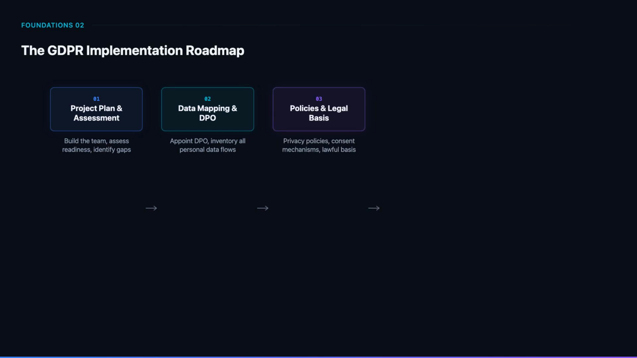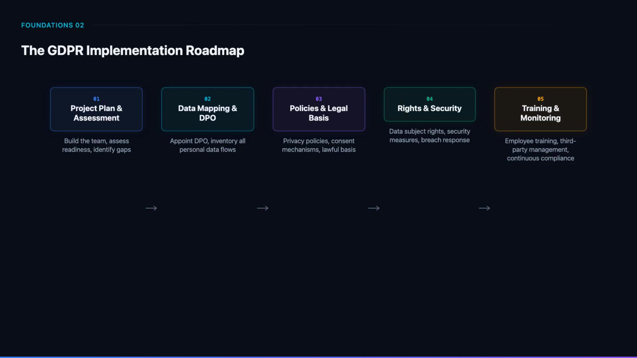With your data mapped, you update privacy policies, establish consent mechanisms, and document the lawful basis for every processing activity. These documents demonstrate your accountability to regulators. Then you implement processes for handling data subject rights requests, deploy appropriate security measures, and develop a data breach response plan. GDPR requires you to notify authorities within 72 hours of discovering a breach. Finally, you train employees, manage third-party compliance through data processing agreements, and establish ongoing monitoring to maintain compliance. GDPR is not a one-time project. It requires continuous attention. Now let's move into planning.